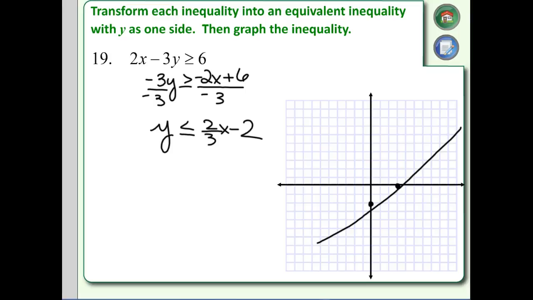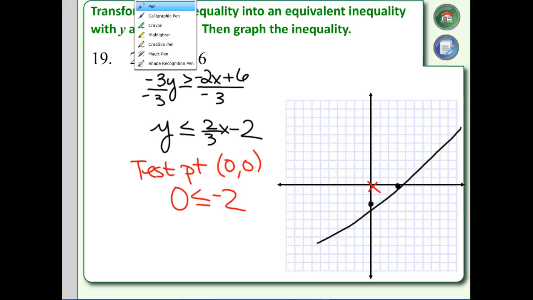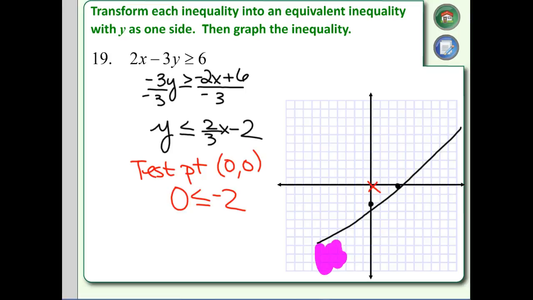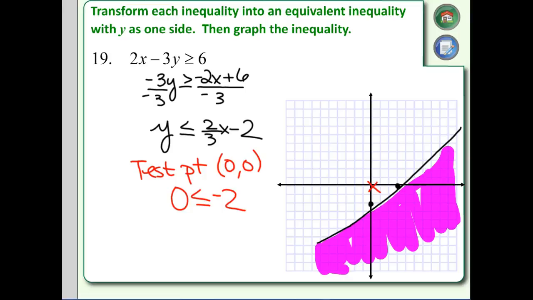And again, 0, 0 is always my test point. So when I plug it in, what happens? We've got 0, negative 2. And again, that's going to be false. So we're not going to cover X marks the spot. We're going to flip over to the other side. So we're going to color down here this time. All right, very nicely done.